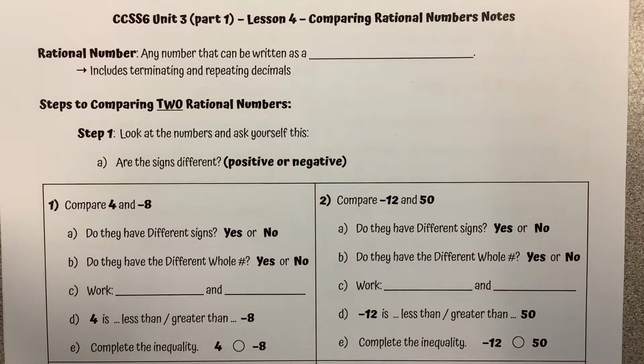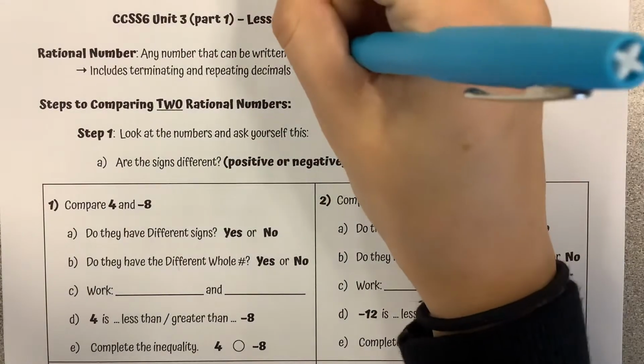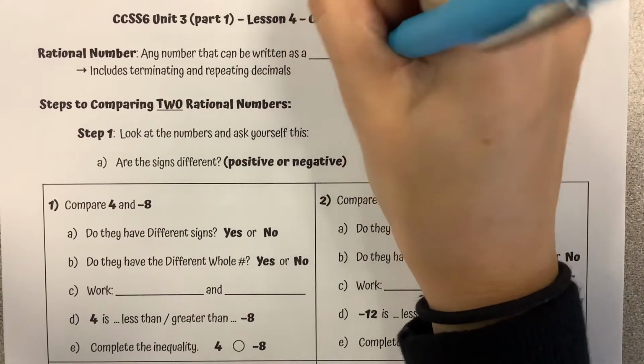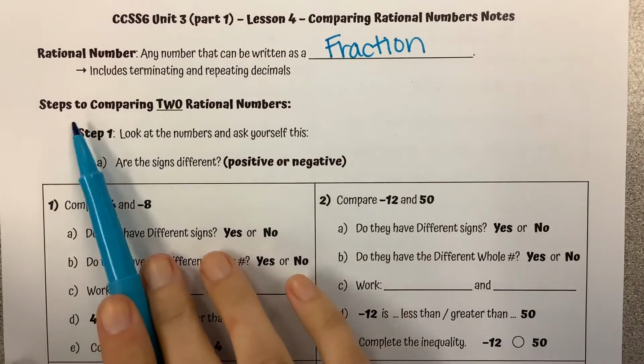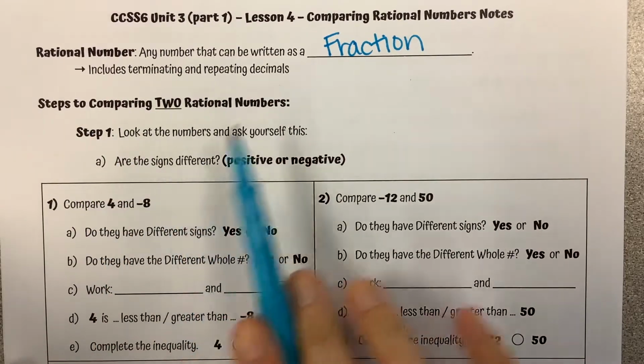All right, so we are going to look at comparing rational numbers. So what is a rational number? A rational number is any number that can be written as a fraction. So it includes terminating and repeating decimals. And we're going to look at this in steps. So first we're going to look at comparing.